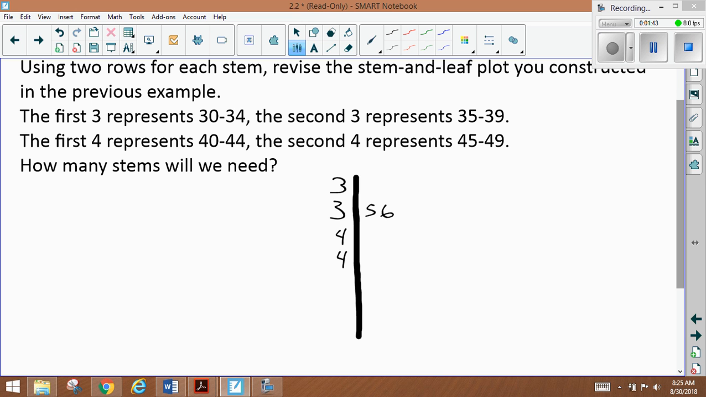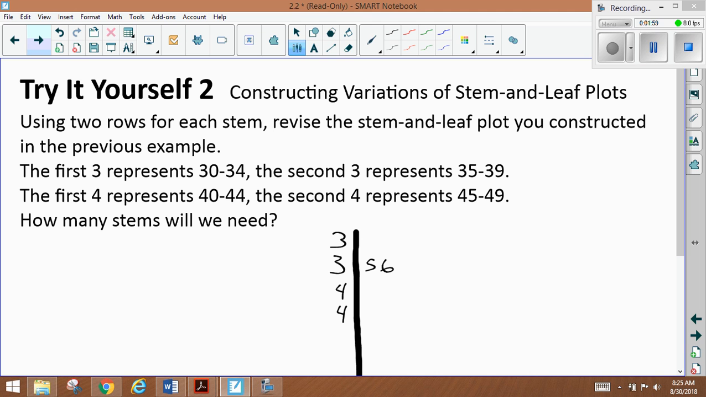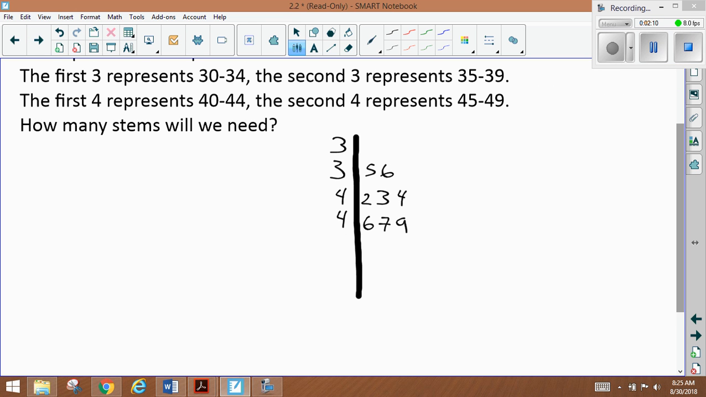So then those 2 4 leaves will look like... let's see. Ew, this is out of order. That's gross. 2, 3, 4, 6, 7, 9. So we would go 2, 3, 4, 6, 7, 9. Right? You're still getting the same information. You're just able to spread things out.